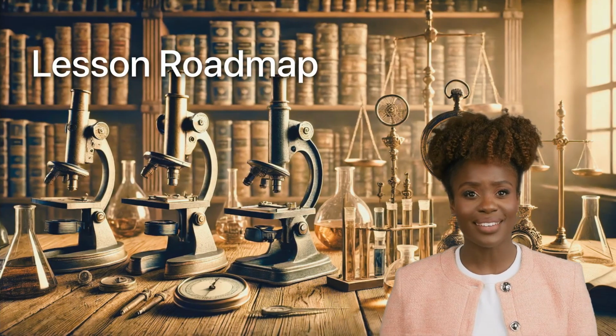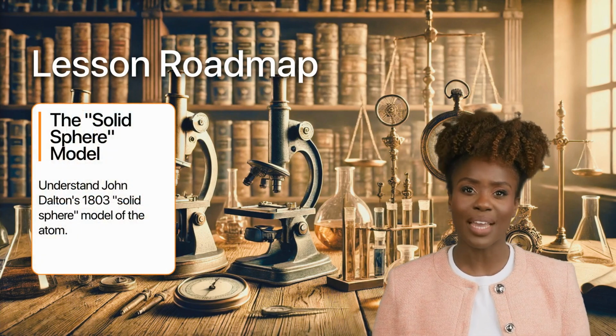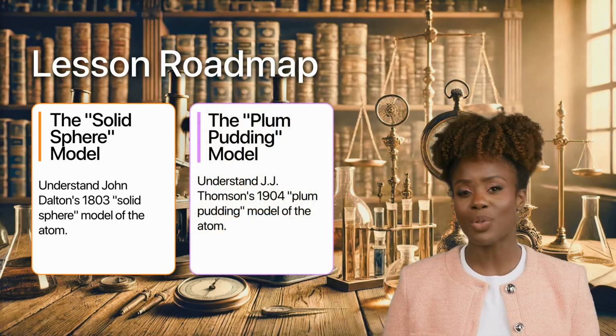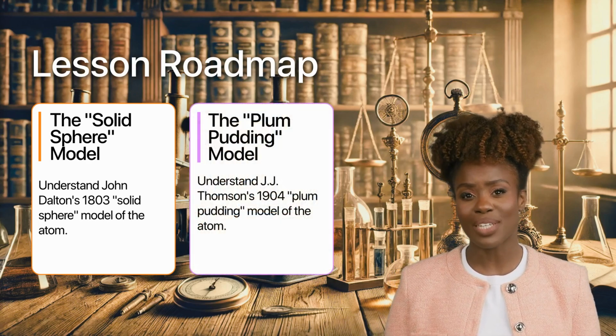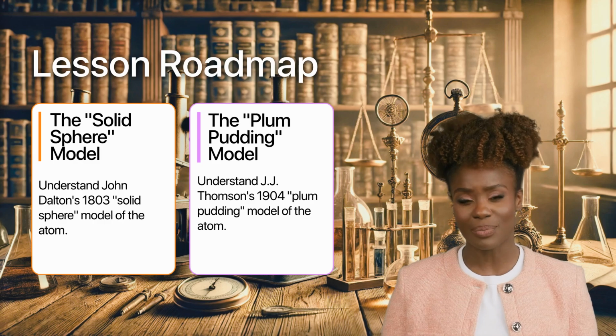Welcome back! Today we will begin by taking a look at John Dalton's solid sphere model of the atom, which was proposed in 1803. We will then understand how JJ Thomson proposed a new model of the atom nearly 100 years later in 1904, which was known as the Plum Pudding model.